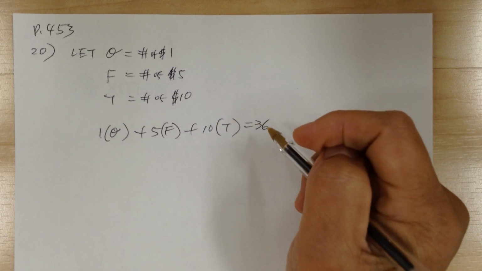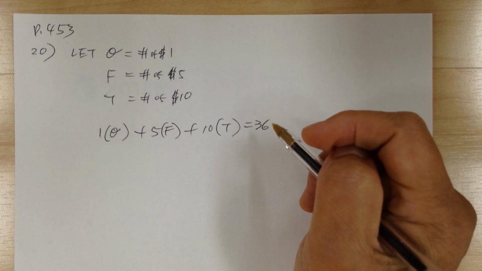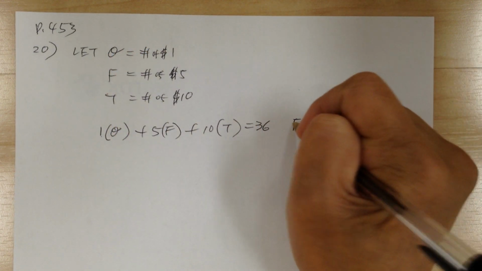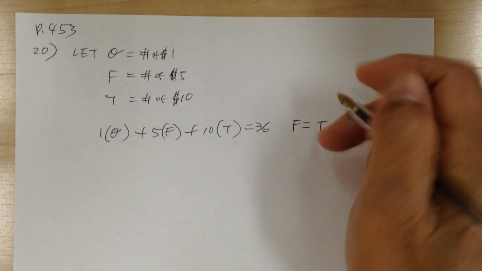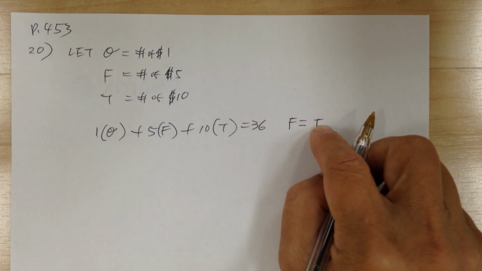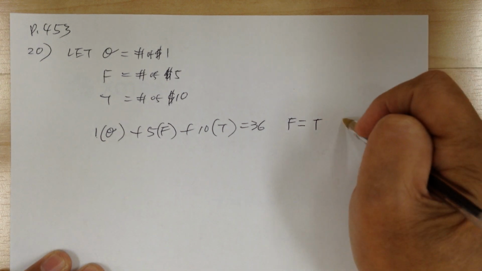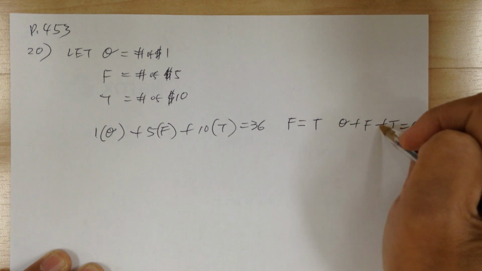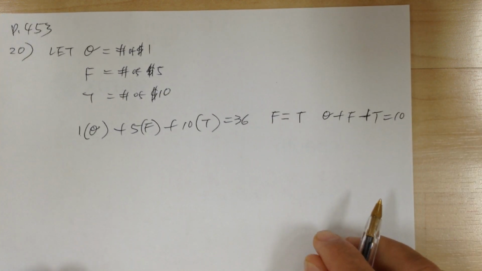So that's one equation. Then you go and read. It says she has the same number of $5 and $10 bills, so it'd be F equal to T, right? And she had a total of 10 bills in all, so that means O plus F plus T equal to 10. So this is the total 10 bills.